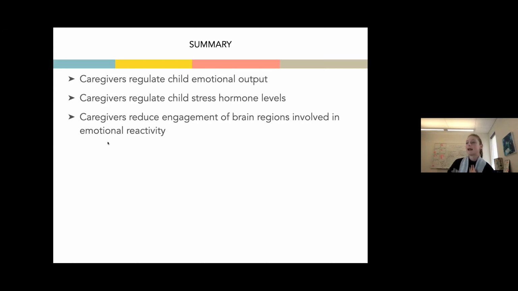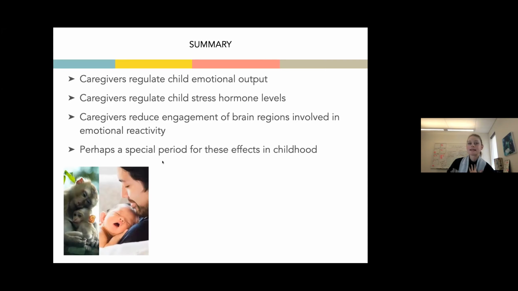In addition, there seems to be a special period for these effects in childhood that seems to dampen or wane as children go through adolescence. Now, these effects, I think, really make sense when we consider our evolutionary history. That is, there's a species expectation for mammals, whether you're humans, monkeys, or any other sort of mammal, that we grow up with caregivers around. It's one of the defining biological features of being a mammal.